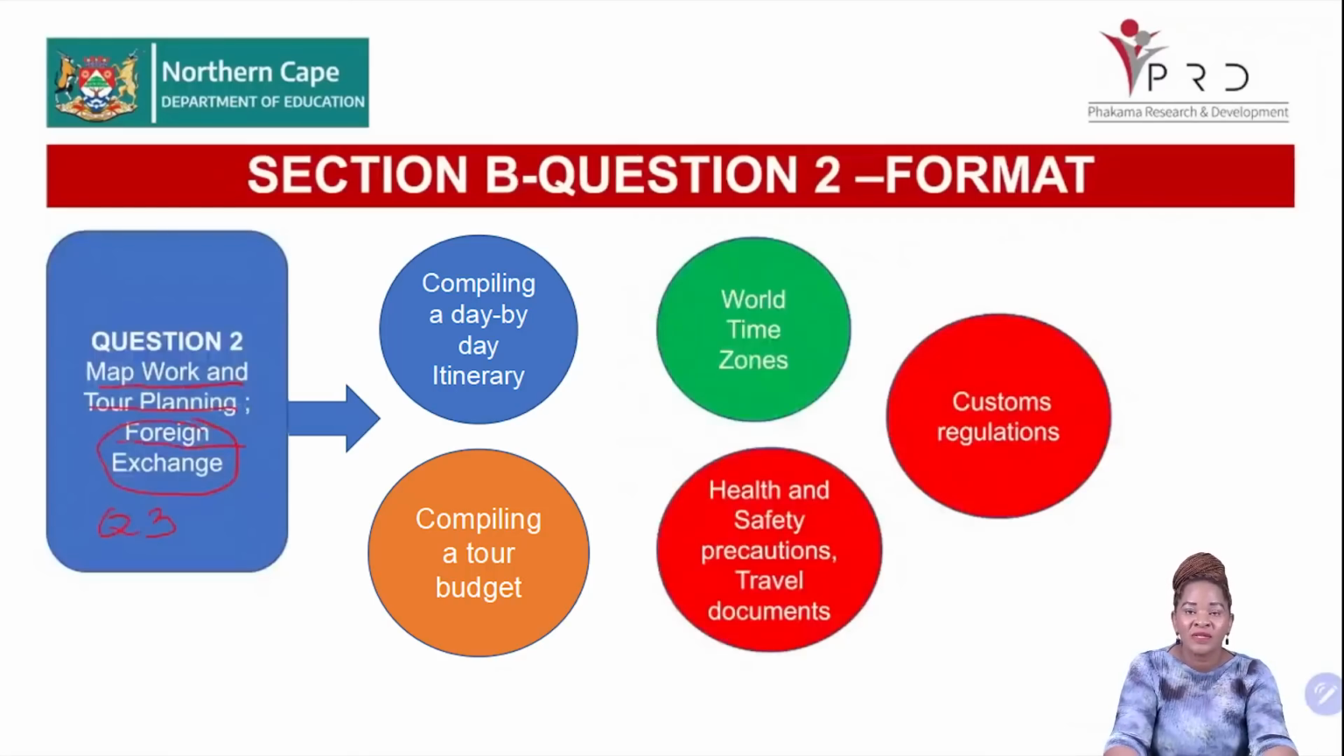So there's a lot. That is why you see that section B actually counts more marks. It is because of these topics that you see here. And you need to study all of the subtopics so that you get those marks in section B, question 2.